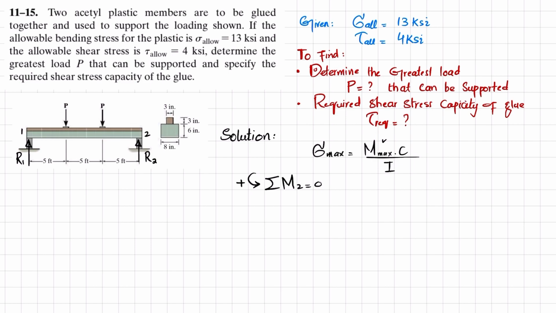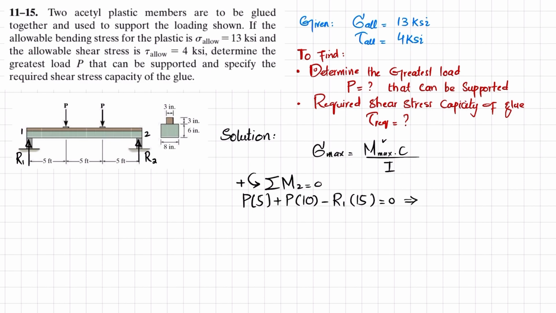About point 2, one moment is due to this P with perpendicular distance 5, producing counterclockwise, so it will be plus. The second moment is due to this load with perpendicular distance 10 feet, which also produces counterclockwise, so it is also positive. The third moment is R1 times the perpendicular distance of 15 feet, which produces clockwise, so it will be negative. Their sum must be equal to 0. So I will write P times 5 plus P times 10 minus R1 times 15 is equal to 0.